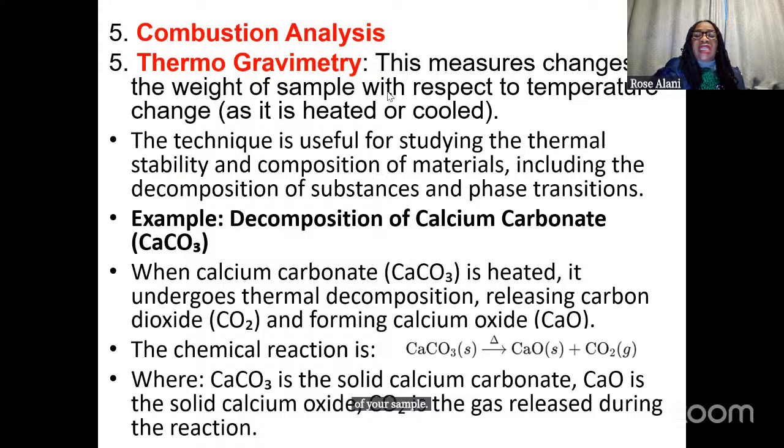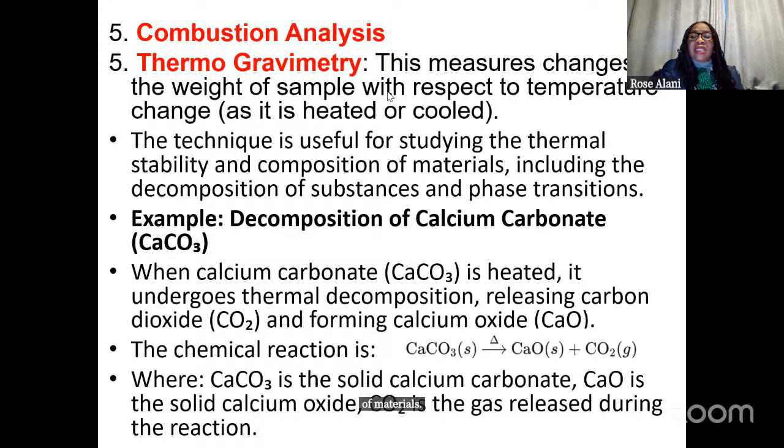So this technique is useful for studying the thermal stability of a compound, and also for studying the composition of materials, including even the decomposition of substances and phase transition. So you use thermogravimetry to study how stable a compound is, and also the composition of materials.